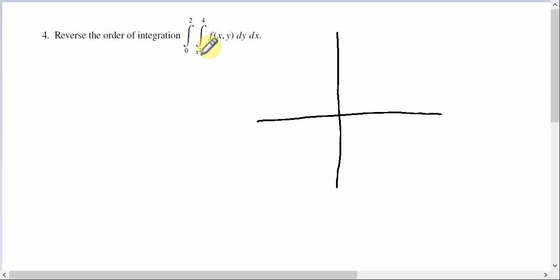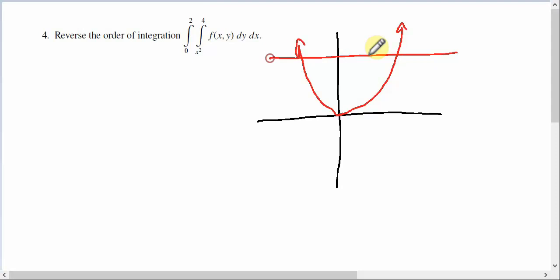The region is bounded by this curve, which is y equal x squared, and it goes this way as well, y equal 4, which is a line. And then the x is going from x equals 0 to x equal 2, and we can see that 2 is right here because when I put in 2, that's when I get 4. So the region is this region.